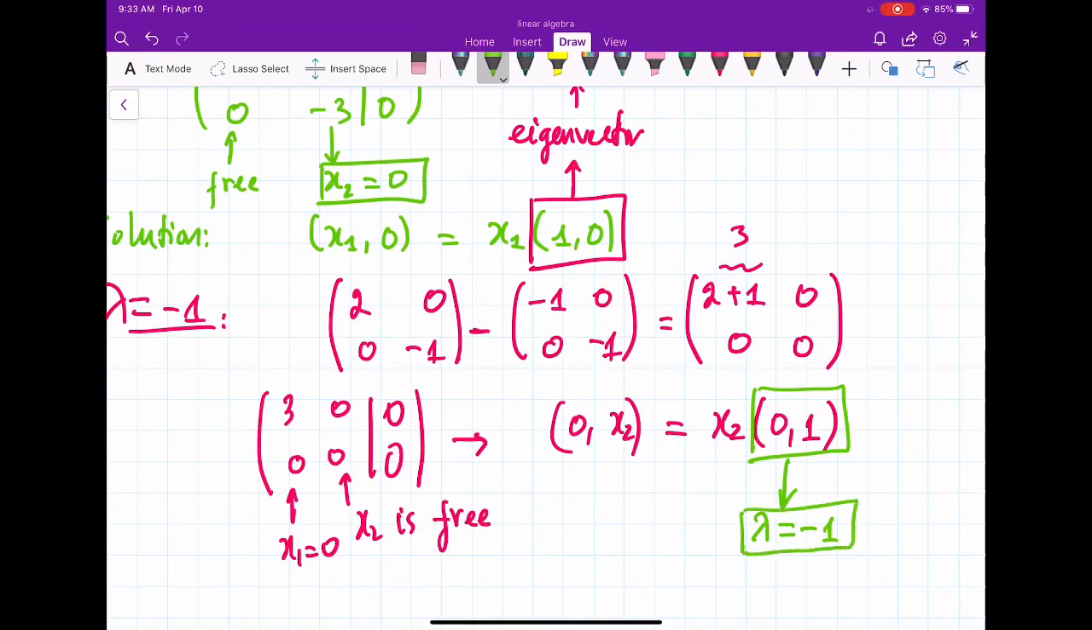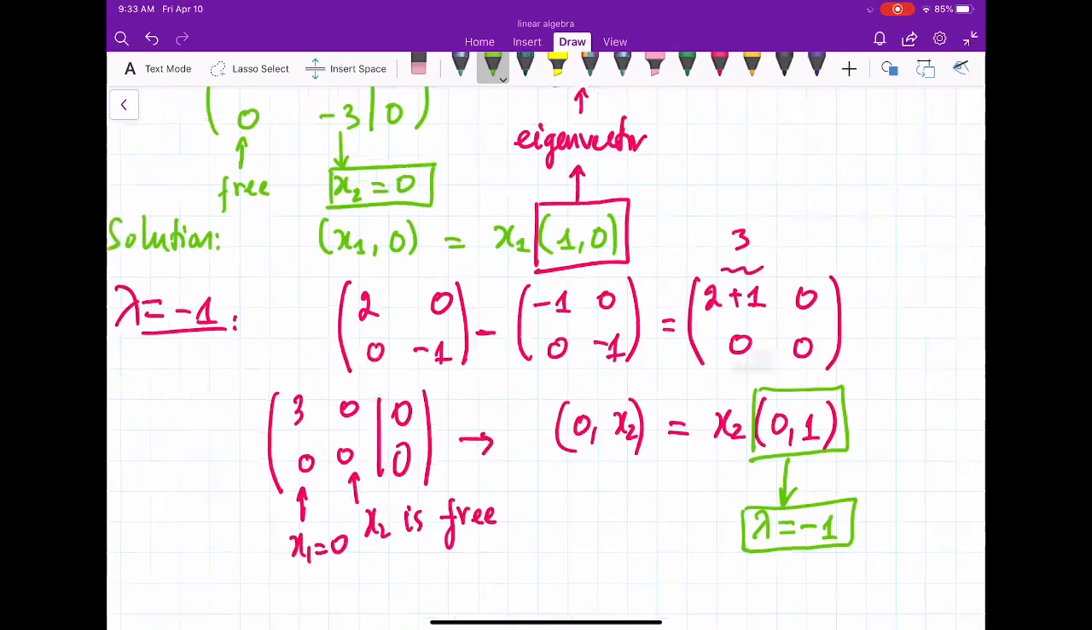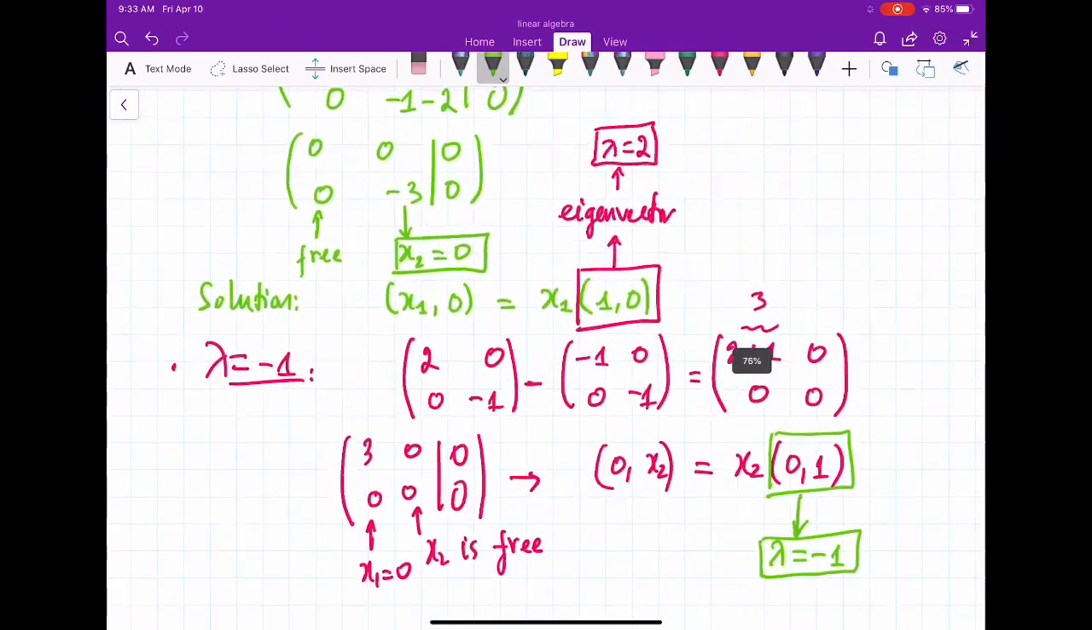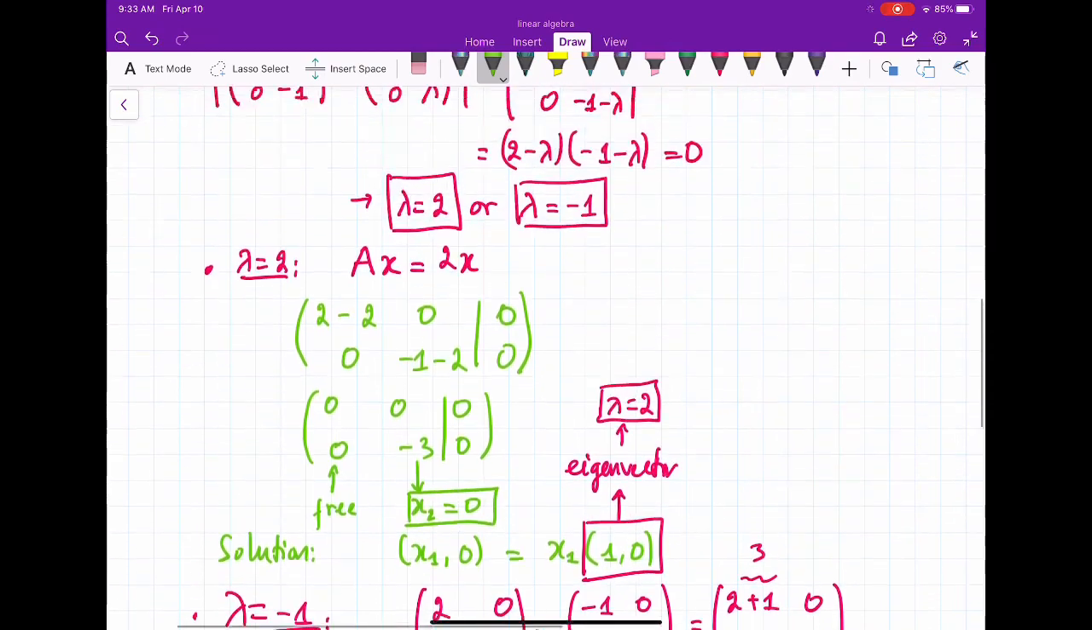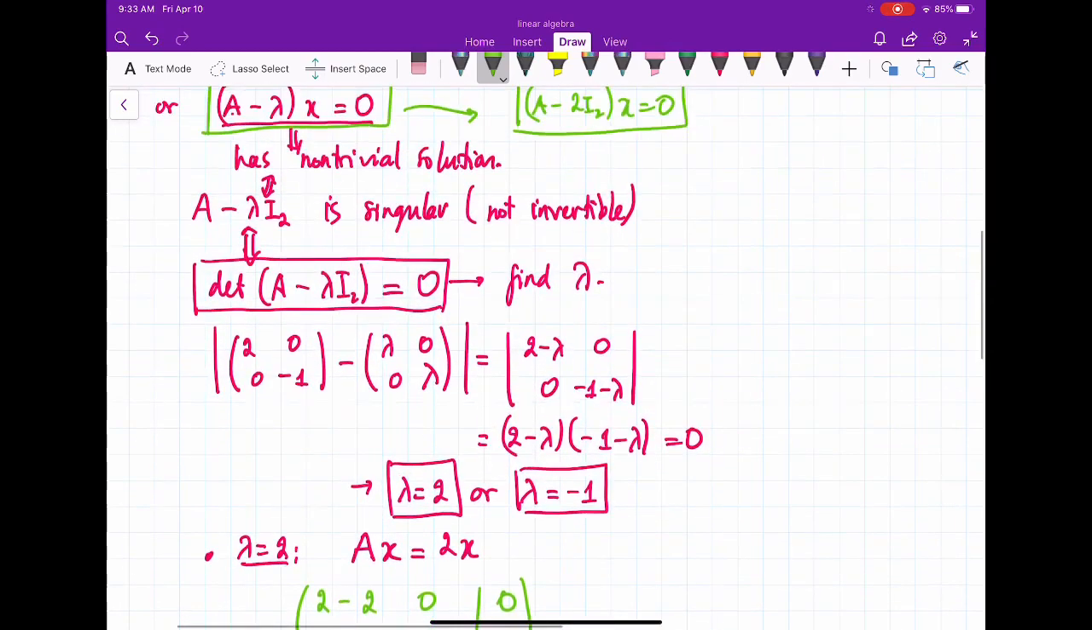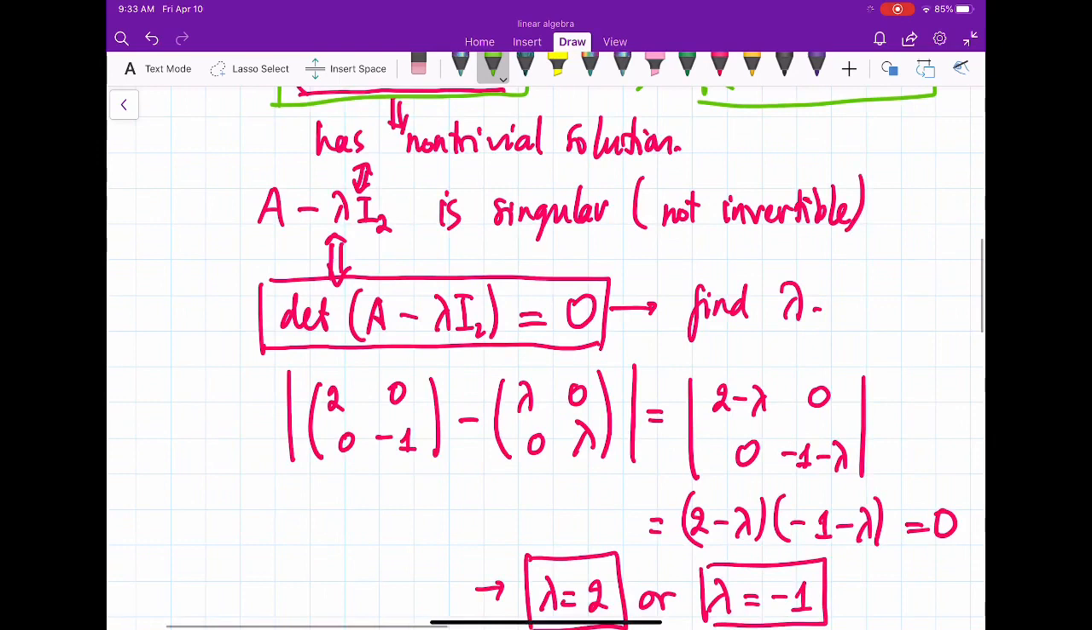Make sense? That's how we can find eigenvalues and eigenvectors. So basically, if you want to find eigenvalues, you have to solve this equation: the determinant of A minus lambda I_n, in this case, in the general case, equal to 0. So you have to subtract 2 matrices and then find the determinant and set it equal to 0.